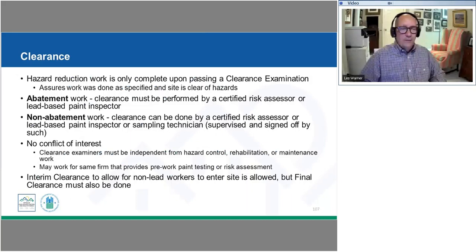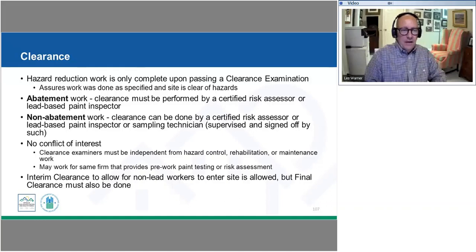We also are watching for a conflict of interest. We mentioned that EPA would allow the contractor themselves to do the clearance, and that is not something the Lead Safe Housing Rule allows. We want a third party, whether it's a contractor, a staff member, or a third party being brought in, so they're not related or linked with that contractor. They're making an independent ruling, testing on whether we have appropriate levels of clearance.